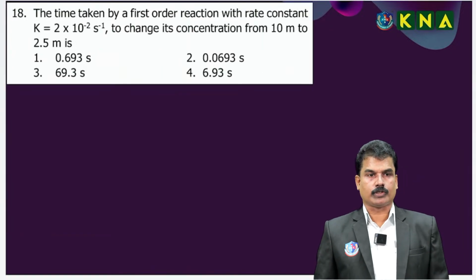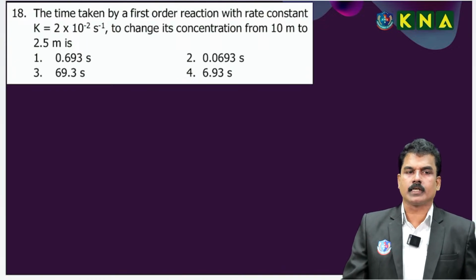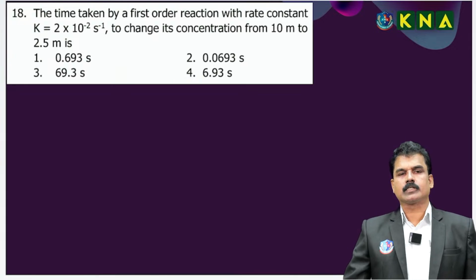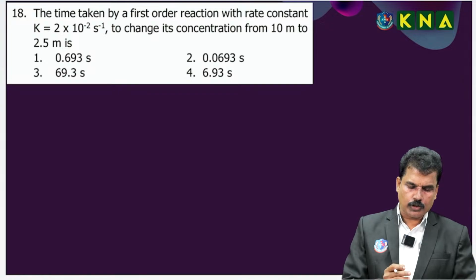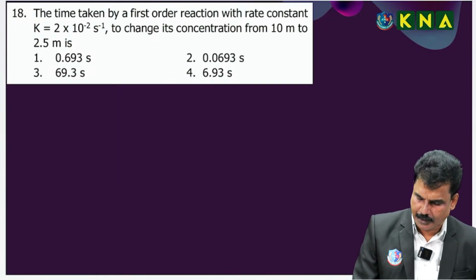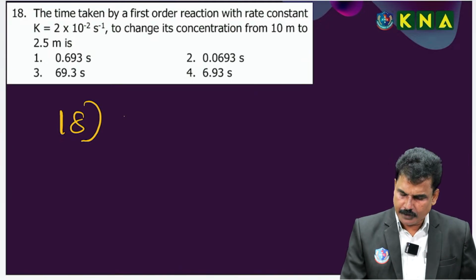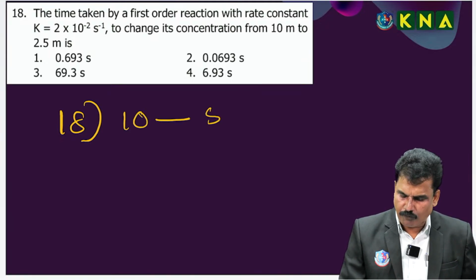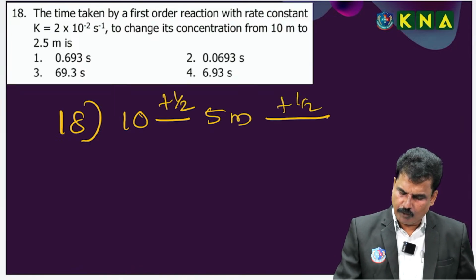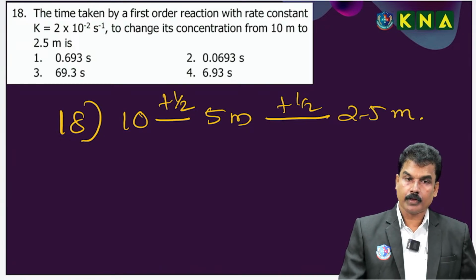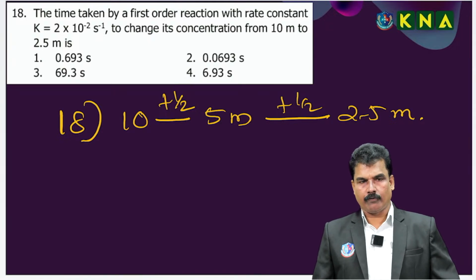Now we can move to the next question. The time taken by a first order reaction with the rate constant K to change its concentration from 10 molar to 2.5 molar. 10 to 2.5. Again you have to check whether the change is a multiple of half-life. 10 is first converted into 5 molar in the first half-life. Again in the next half-life, 2.5 molar. So that change in concentration is also a multiple of half-life.